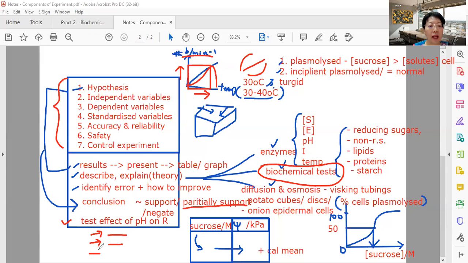Then what about your standardized variables? What are the variables you want to standardize? If you say temperature, what is the temperature you're going to use? Of course, you're going to use the optimum temperature. So based on your first experiment, you know what the optimum temperature is. You use your optimum temperature because the rate of reaction is the fastest. You want to get your result with the minimum time, minimum money, minimum effort, and maximum result. So you need to choose the optimum temperature if you know. Okay, so what are your standardized variables here? What are the things you need to standardize?